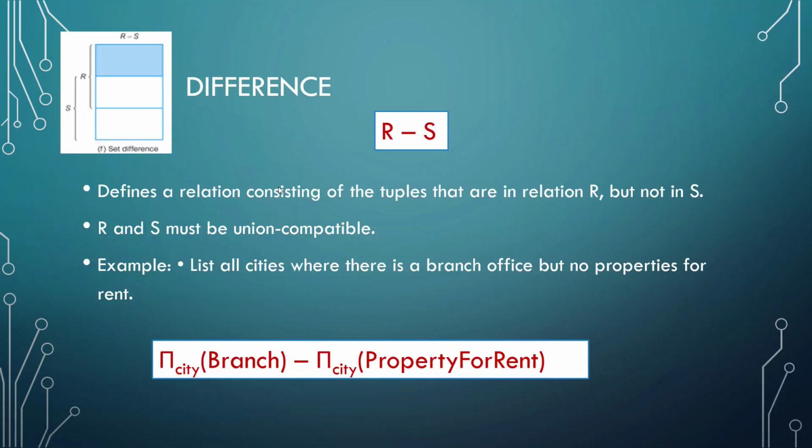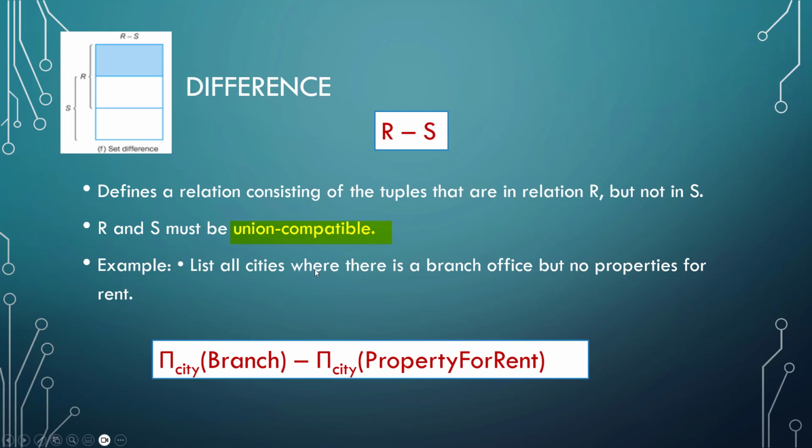The difference operation is going to take R, and here's all the rows in R, and here's all the rows in S. Everything in R that's not in S at all. So that results in this group right here. And we just use the minus symbol. R and S must be union compatible.